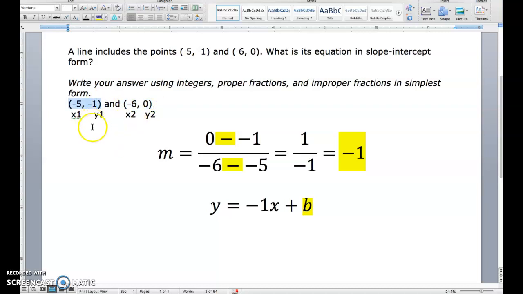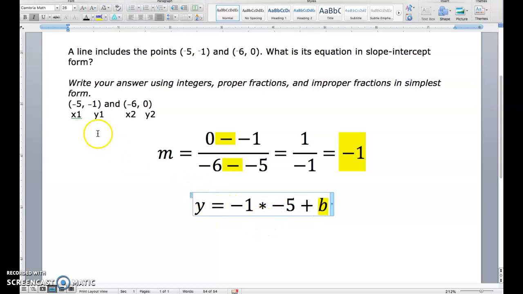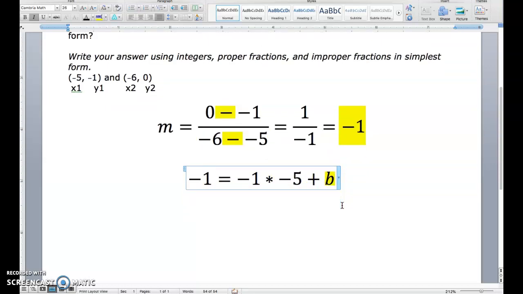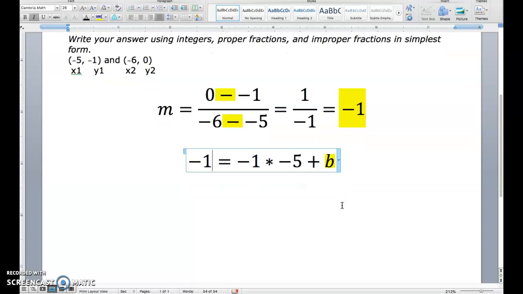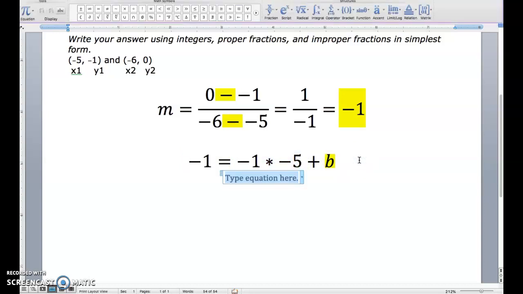So -5 and -1. -5 is going to be my x value. So this is -1 times, replace x with -5. -1 times -5. y1 is -1. So instead of y equals, it's -1 equals. So I've got -1 equals -1 times -5 plus b. Okay. Right off the bat, I can see I've got -1 times -5. Oh, well, I know what that is.